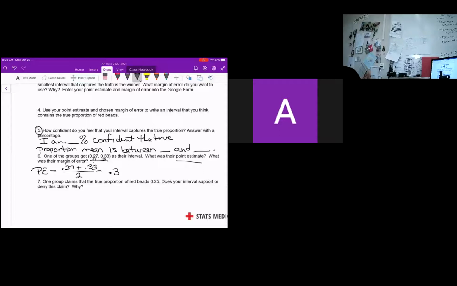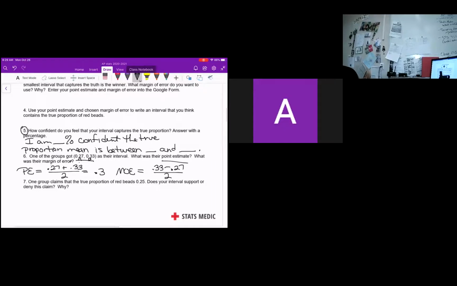The margin of error, MOE, is found by subtracting those. It's half of the distance. So the point estimate is the middle value. The margin of error is half the distance. So if I take 0.33 minus 0.27 and divide that by 2, it gives me my margin of error, 0.03, plus or minus my point estimate. And then you can answer the last question, because it'll depend on your interval.